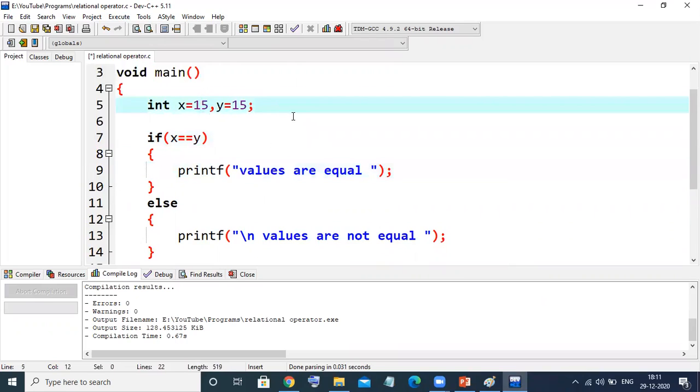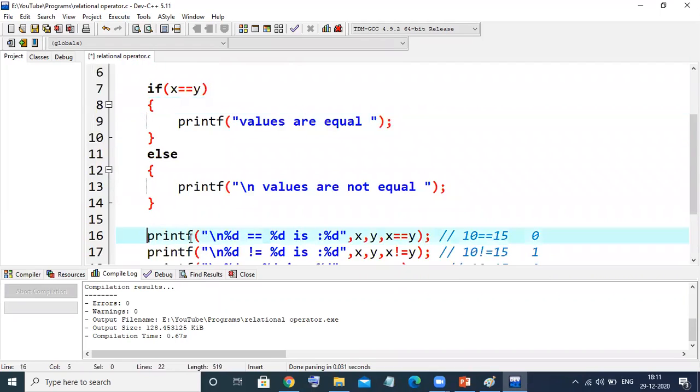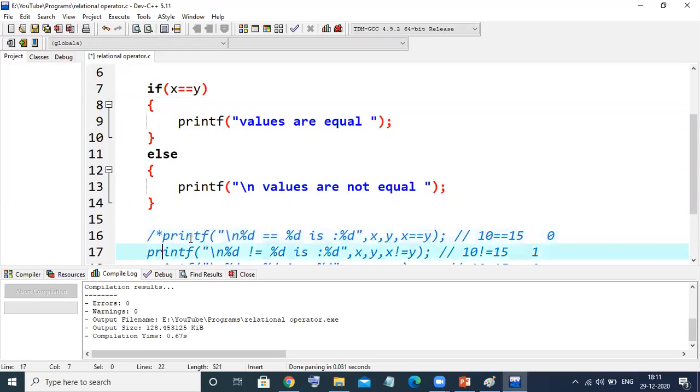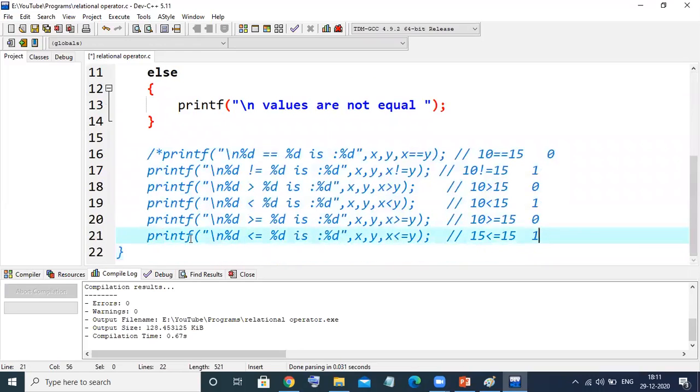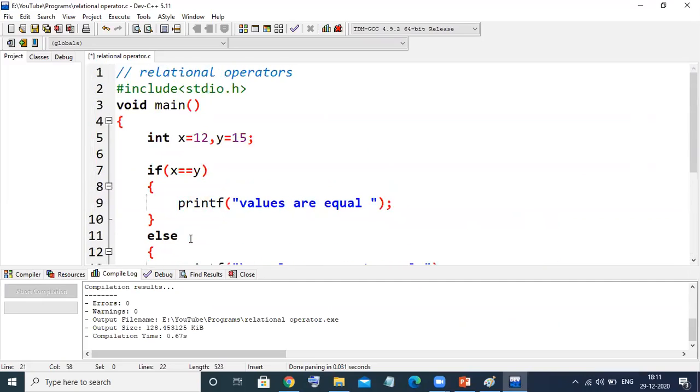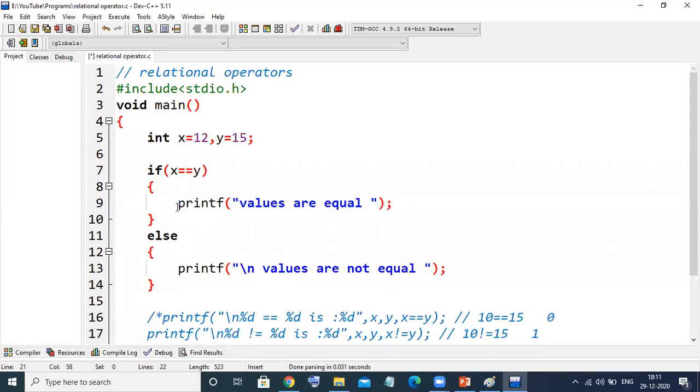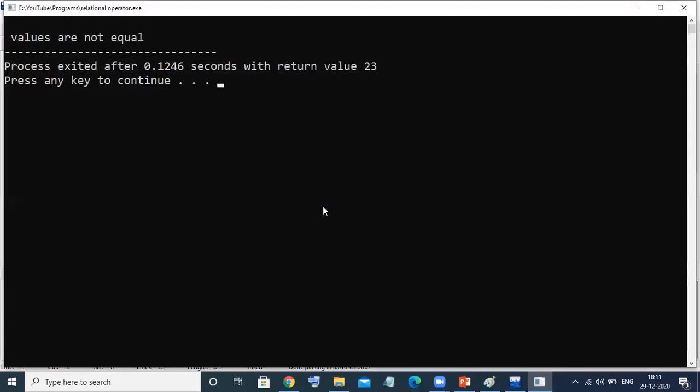For example, if I change this one, see, 12 is equal to y right now. So which one is going to execute? Can you guess? I just comment these lines, just concentrate on this program only. Is 12 equal to y? No. So it's not going to execute this. It's going to execute what? Values are not equal. Check it out.